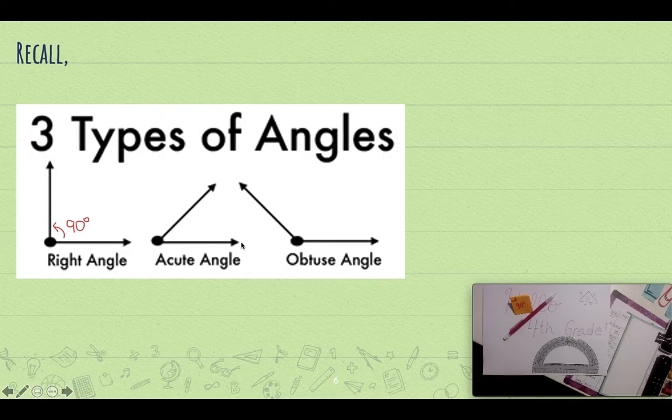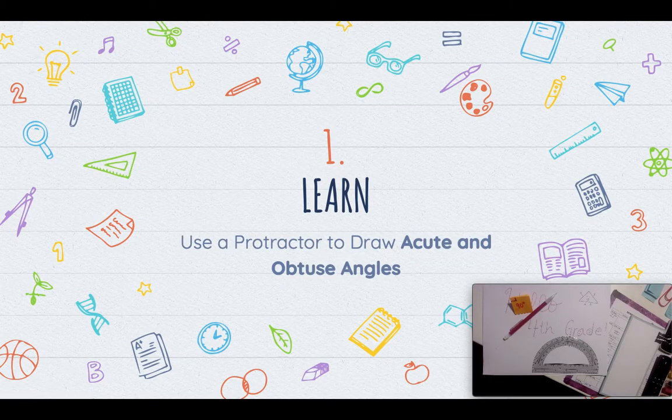Now an acute angle is less than 90 degrees. Okay, any angle that's less than 90 degrees is between 0 and 90. So for example, 89 degrees would be an acute angle, or 1 degree would be an acute angle. Now an obtuse angle is between 90 and 180 degrees. You see how a right angle is larger than an acute angle, but an obtuse angle is larger than a right and an acute angle? Okay, all right. So now let's use our protractor to draw acute and obtuse angles.